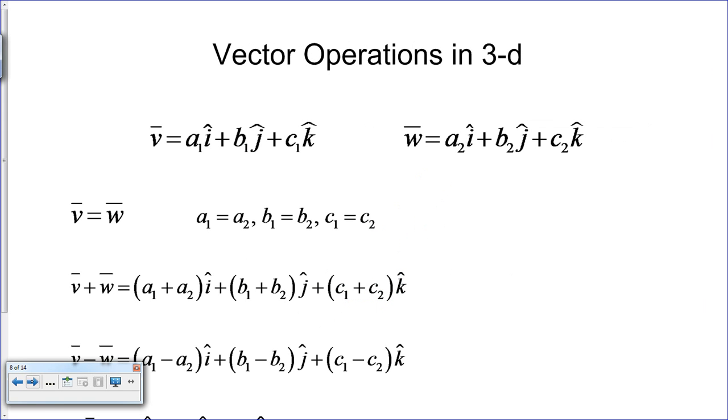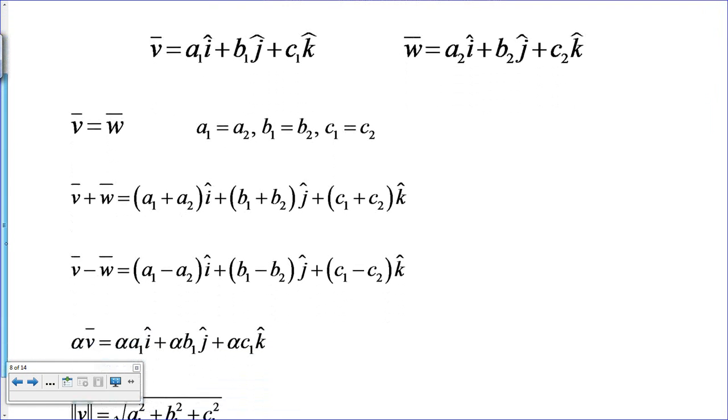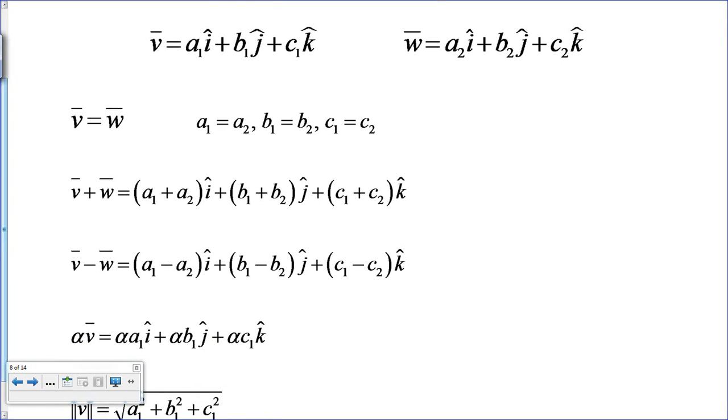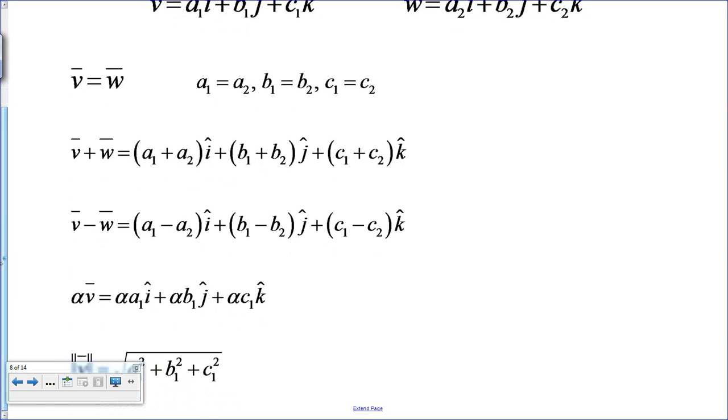Now all of our vector operations in 3D behave just like they would in 2D. We can still add and subtract vectors. We do the same thing. We add the a values, that is the coefficient in front of the i unit vector. We add the b values. We add the c values. If we're taking the difference, we subtract them. We can do a scalar multiple, putting the scalar alpha in front of v. You just multiply each component by alpha.